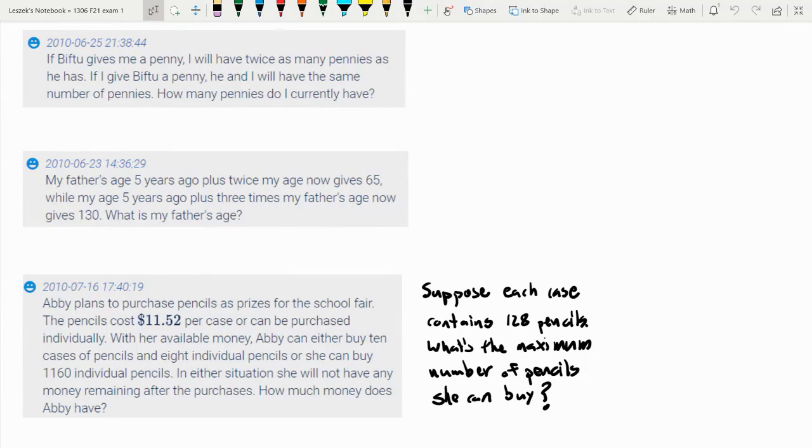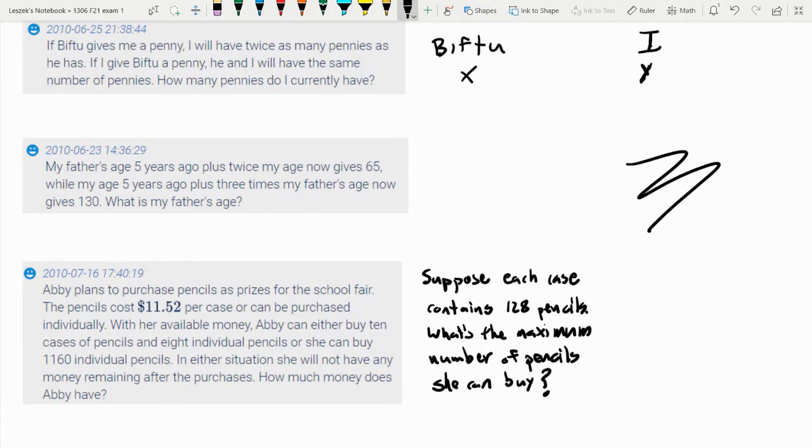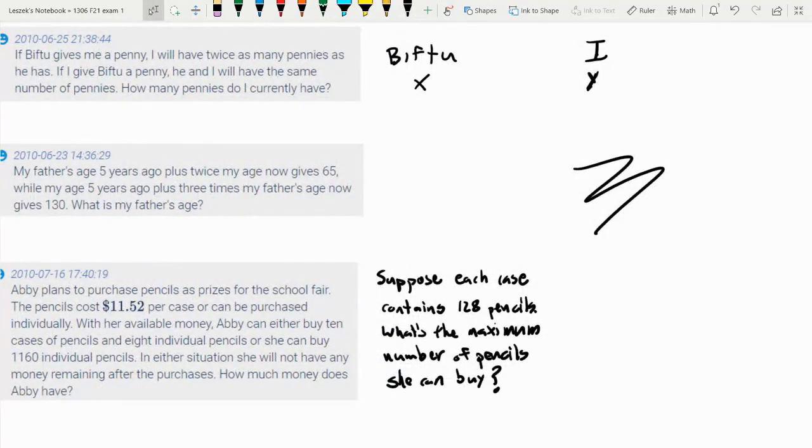Well, I guess this is one approach: you name your unknowns, like there's Biftu and I, or whatever. Yeah, so those are the unknowns. Correct. So Biftu has some number of pennies. So Biftu has X pennies. I have Y, say. Okay, so now we're just going to try to translate this into algebra. So what does it mean? What expression gives you what happens to Biftu?